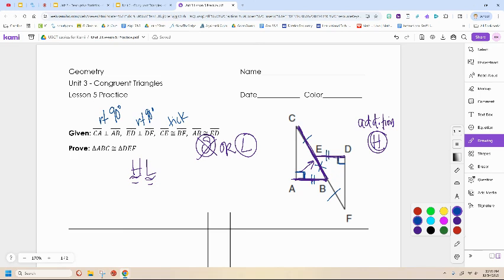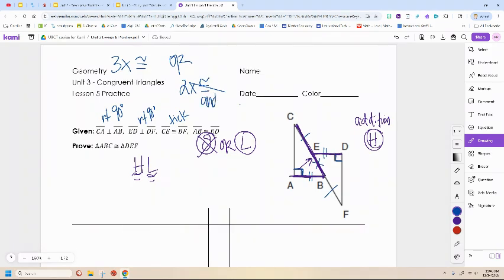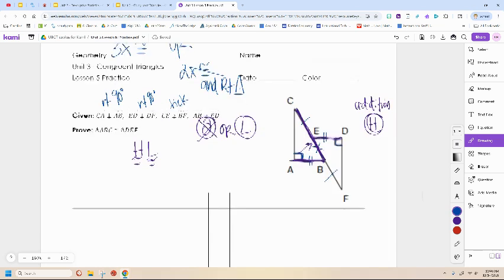Ready? Proofs are either going to be 3 times a congruency symbol, right? Does that make sense? Congruent side, congruent angle. It's going to be 3 of those. Or it's going to be 2 times a congruency and right triangle. Does that make sense? Like it's either side, angle, side, side, side, side, angle, angle, side, right? Those are all congruency statements. But if I'm doing H and L, it's 2 congruency and right triangles. Okay, you guys with me so far?